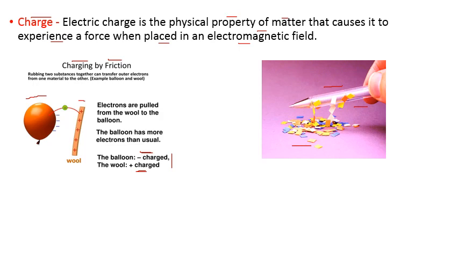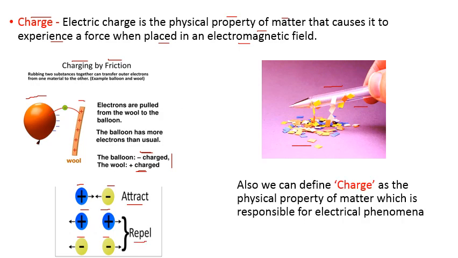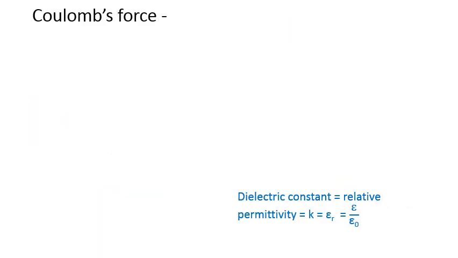Now generally these charges are of two types, positive charges and negative charges, and we know that when unlike or opposite charges are there, they attract. When the same charges, positive positive or negative negative, or like charges, are there, they get repelled. Unlike charges attract, like charges repel. This attraction or repulsion depends on Coulomb's force. So what is this Coulomb's force?